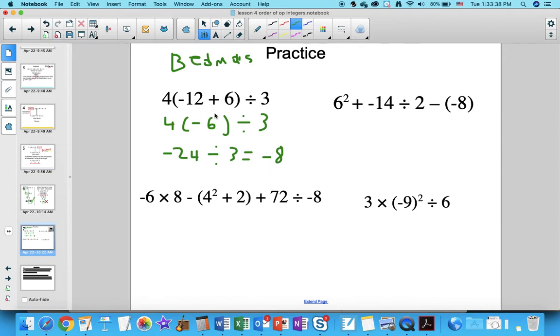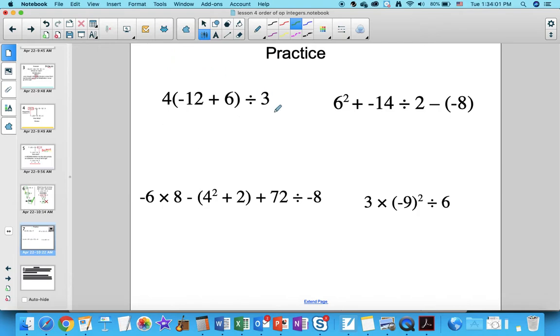Let's see if we could solve it by not going to the left, so not doing it the way I did it. Instead of going left to right, we're just going to follow BEDMAS thoroughly. Negative 6 divided by 3 is negative 2 times 4. So in this case, it did work, which would give us negative 8. Sometimes it doesn't, so you want to be careful about that.